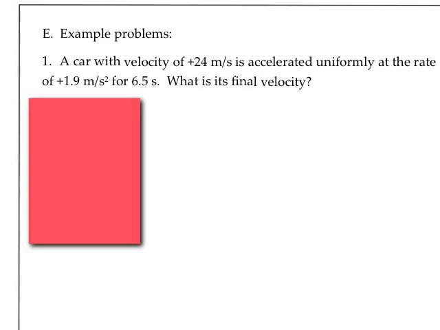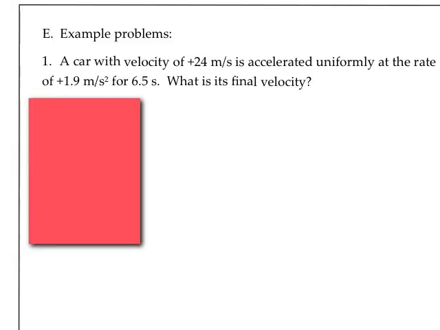So I've got 3 example problems that we're going to do together, and then you'll see more examples come up in our labs in class. So we're going to start out with a car with a velocity of positive 24 meters per second that is accelerated uniformly at a rate of positive 1.9 meters per second squared for 6.5 seconds. And you're asked to find the final velocity.